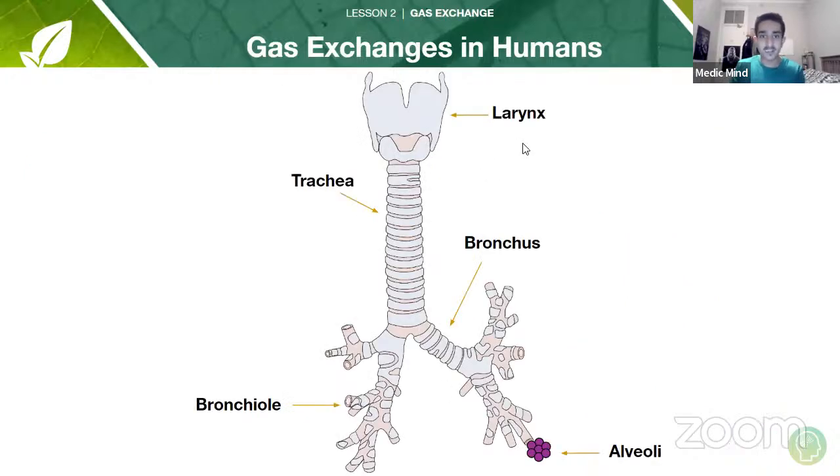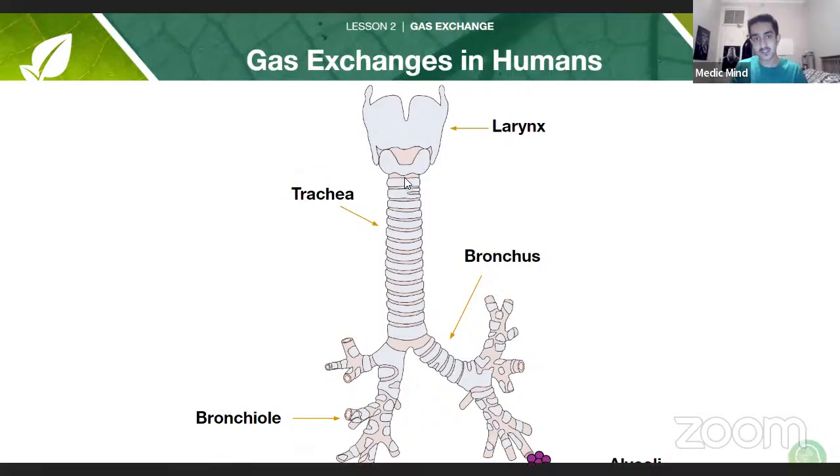But your simplified anatomy is, you imagine your larynx exists behind this bone, because again, your larynx is a tube. Then your trachea after this structure, your bronchi, your bronchioles, and your alveoli. That's the main anatomy you need to know for your exams. And that's all you'd be expected to know.